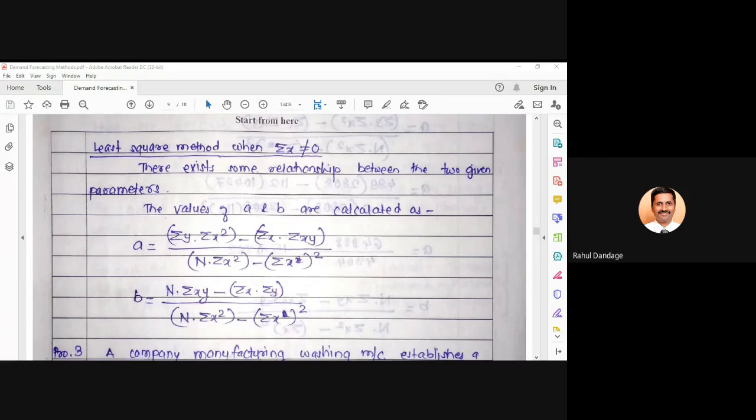Okay, so in the previous session we have seen two types of problems for the least square method. Both the problems were of the same variety, that is, the value of sigma x was equal to 0. Only the types of problems differed with respect to the number of periods for which the data set is given to us. So if we have an odd number of periods, what to do for sigma x equal to 0? And if we have an even number of periods, how to apply the least square method for sigma x equal to 0, that we have seen.